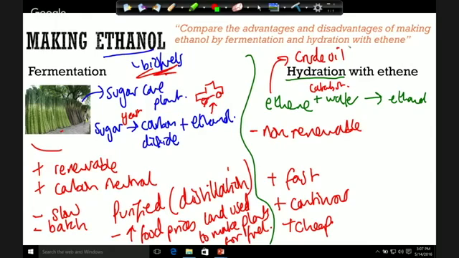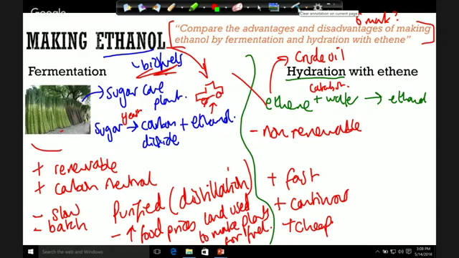So bear in mind, this could be a 6-mark question. I've put it up here in the type of framing that they might give. So compare the advantages and disadvantages of making ethanol by fermentation and hydration with ethene. You might have to explain, for example, how each of them works, and also give a summary of advantages and disadvantages of both of those processes. Ethanol then can be used as a really important developing fuel and a biofuel, which is why we make it.